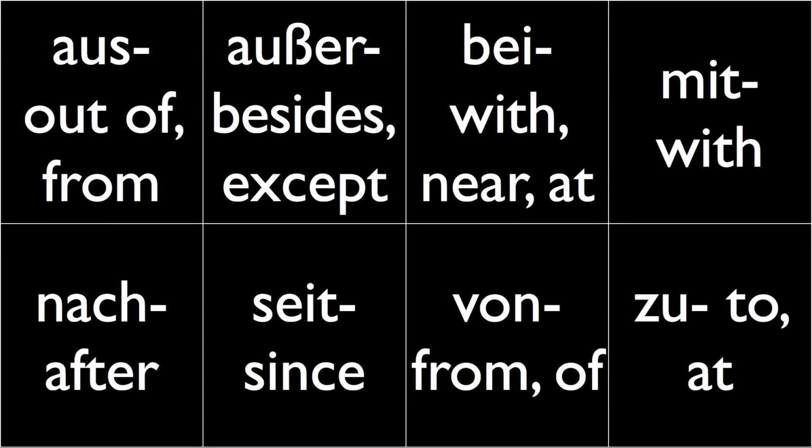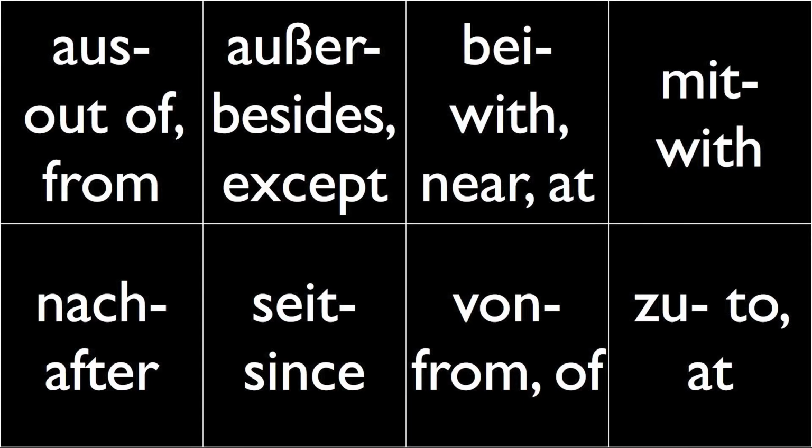There are also some dative prepositions. The main 8 are aus, out of or from, außer, besides or except, bei, which means with, near or at, mit, which means with, nach, which means after, seit, which is since, von, from or of, and zu, to or at. There's also gegenüber, which means across from, but that one's a little bit more complicated to use, so we'll skip that one for today.